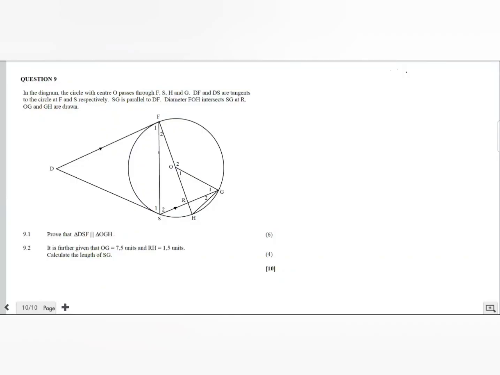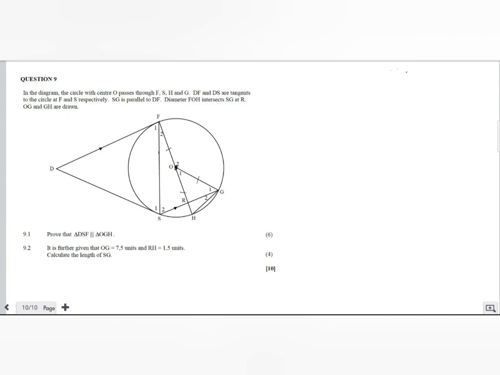Question number 9. In the diagram, the circle with center O passes through F, S, H and G. So learners, the center O is given, and we can see that it is indicated there. This is the center, which means FOH is the diameter, isn't it? And identify all the radii if we can: OF, OG and OH are the radii. It will help you with those questions.